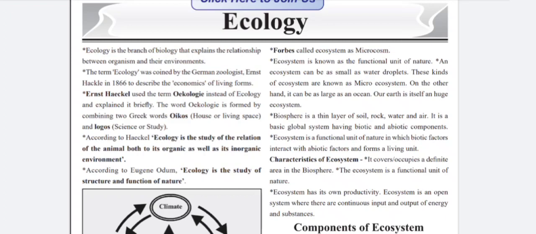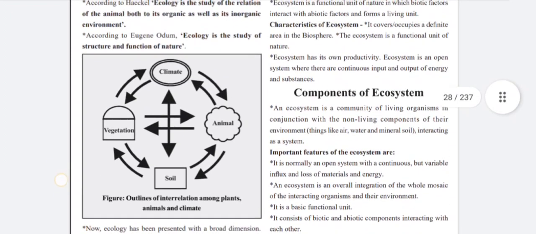According to Haeckel, ecology is the study of the relation of the animal both to its organic as well as its inorganic environment. According to Eugene Odum, ecology is the study of structure and function of nature. Here there is a figure showing the outlines of interrelation among plants, animals and climate. There are four components: vegetation, climate, animal and soil. These all are interrelated and correlated.